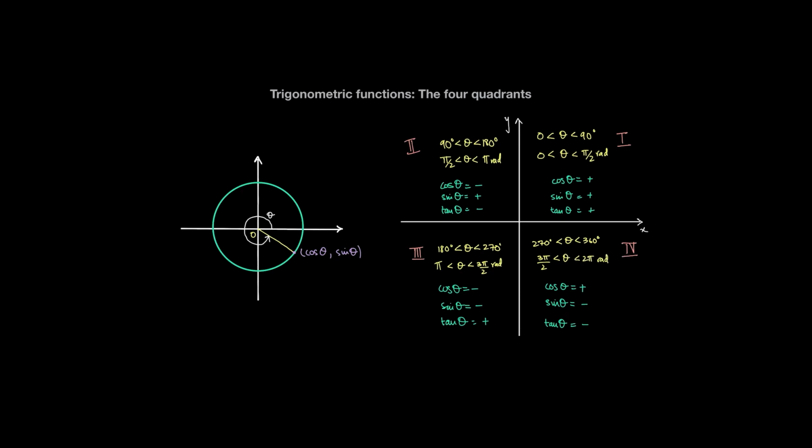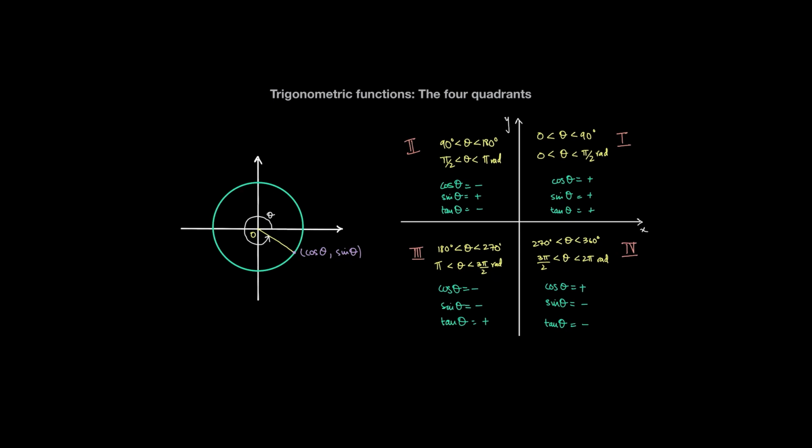So what we can see is that in the first quadrant, when theta is between 0 degrees and 90 degrees, or between 0 and pi over 2 radians, all three of these trigonometric functions take on a positive value. If theta is in the second quadrant, between 90 and 180 degrees, or between pi over 2 and pi radians, only sine of theta is positive, whereas cosine and tan of theta are negative. In the third quadrant, when theta is between 180 and 270 degrees, or between pi radians and 3 pi over 2 radians, only the tan of theta is positive, whereas the cosine and sine are negative.